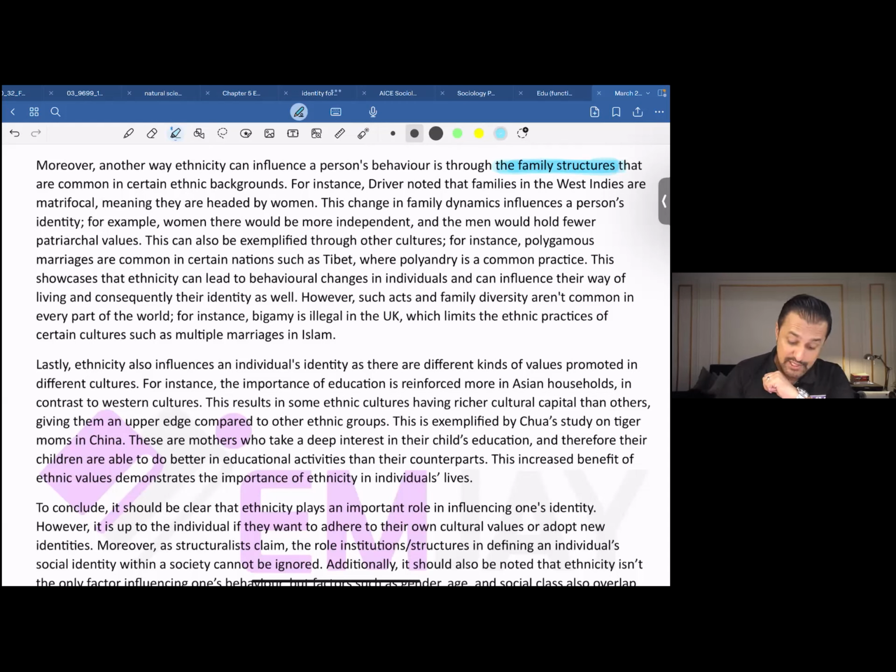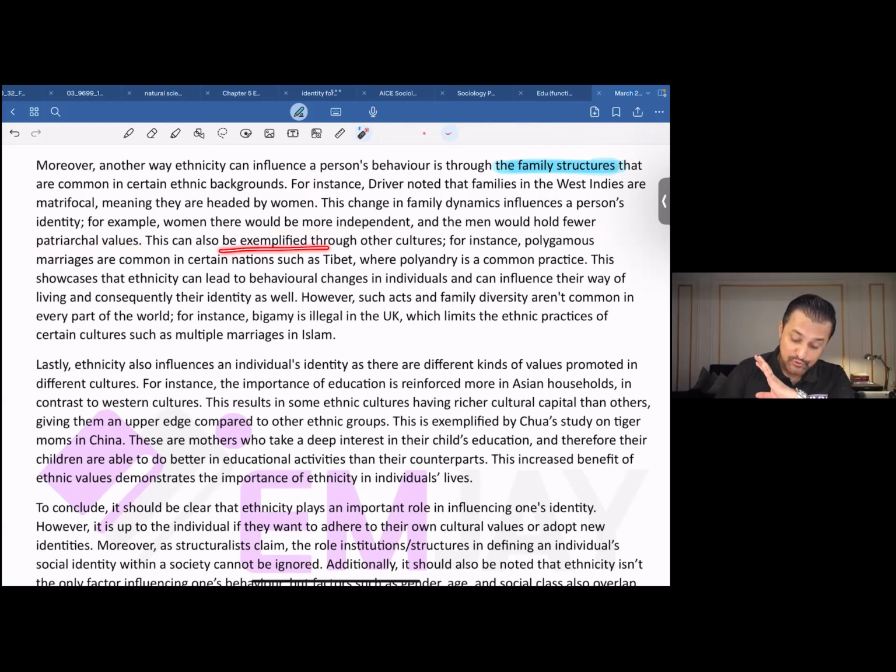Moreover, another way ethnicity can influence a person's behavior is through the family structures that are common in certain ethnic backgrounds. For instance, Geoffrey Driver noted that families in the West Indies are matrifocal. What does the word matrifocal mean over here? Meaning they're headed by women. This change in family dynamics influences a person's identity. For example, women in the West Indies would be more independent, and the men would hold fewer patriarchal values.